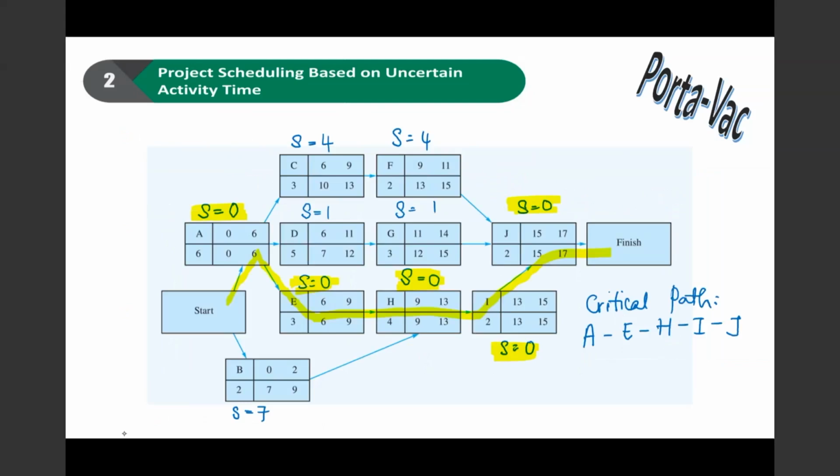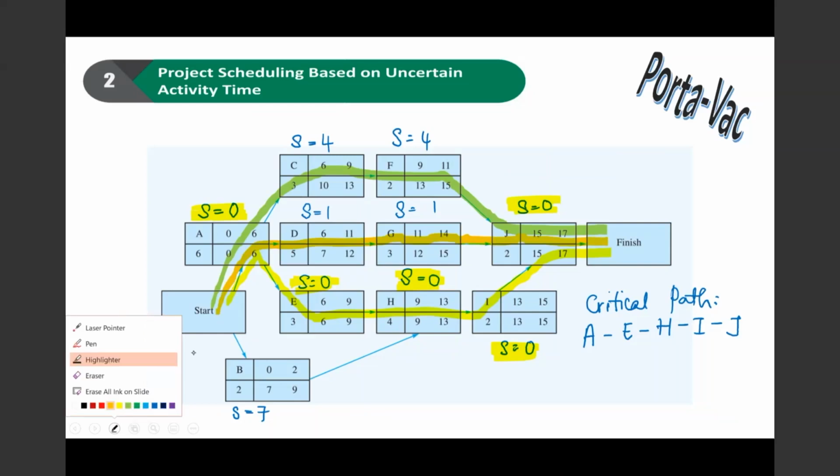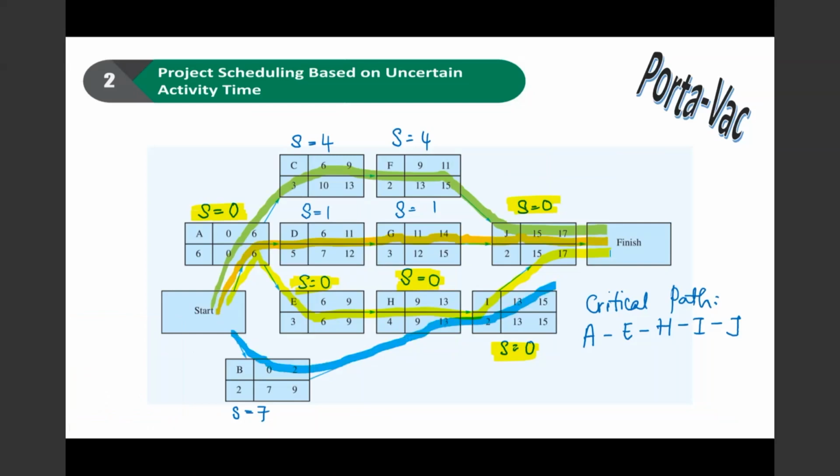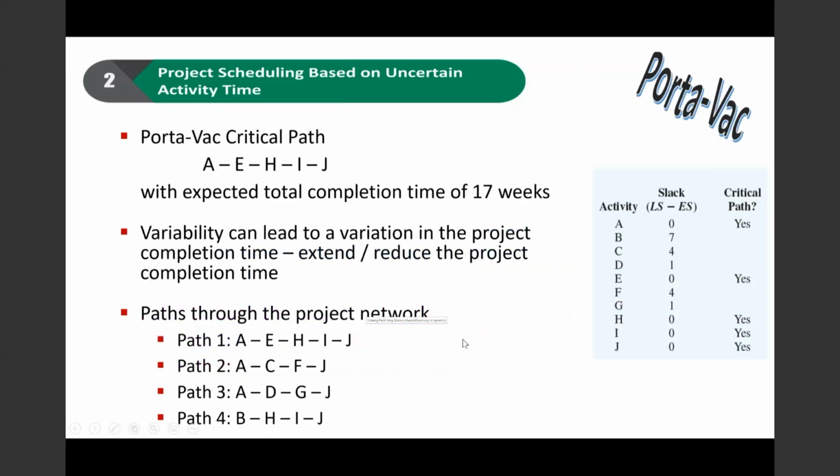To look at the variability, first we need to look at what are the paths through the project network. We know our critical path A, E, H, I, and J, but that is not the only path, right? We have other paths in the network. We have A, C, F, J. We also have A, D, G, and J. Or we also have one more, which is B, H, I, and J. So we have 4 different paths through this project network.